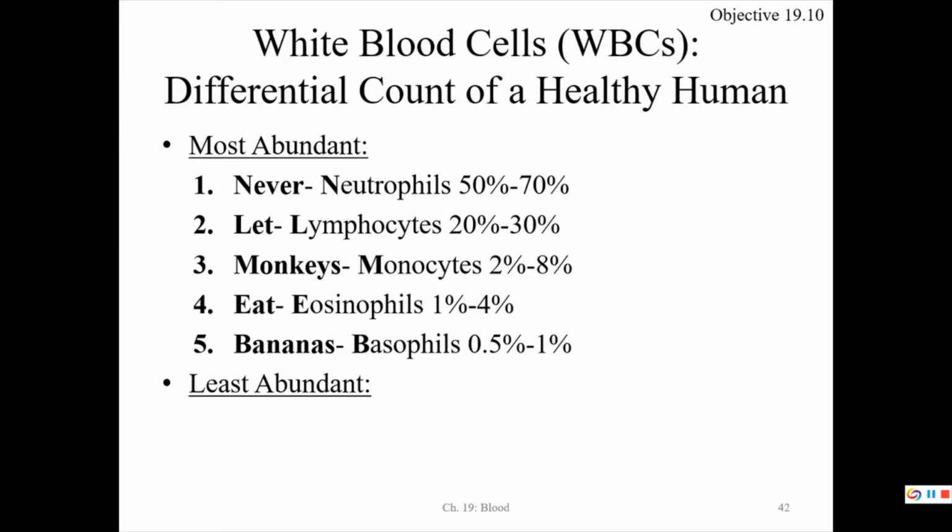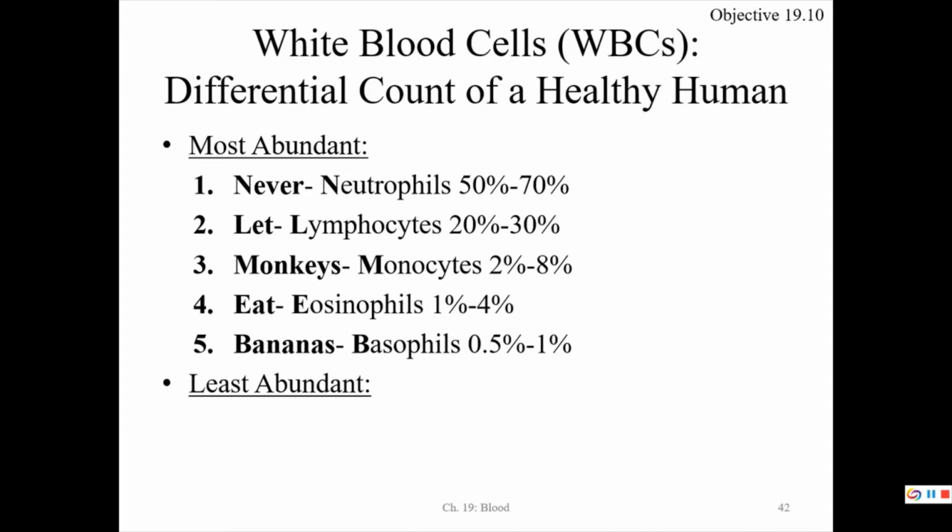Do not worry about the actual percentage for my course, but I will ask you to put these in order of most to least abundant. So most abundant, "never let monkeys eat bananas," to least abundant: neutrophils, lymphocytes, monocytes, eosinophils, and basophils.